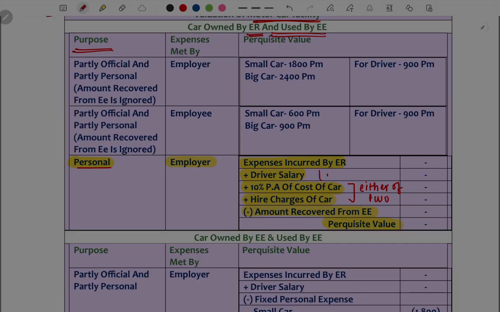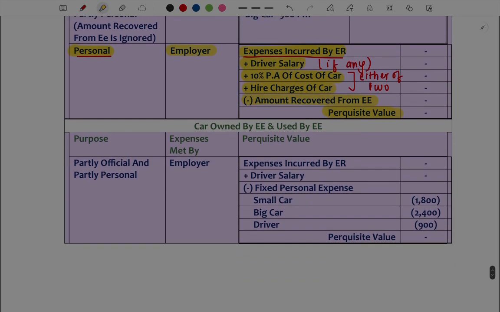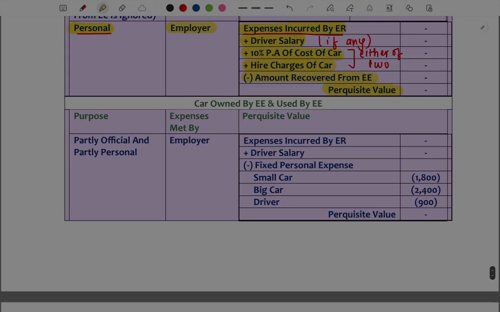And this would be what? This is the expenses which are incurred, minus hire charges, or it will be enough if the employer... Now, before moving on, let's see a case where the car is owned by the employee, means the employee himself owned the car and the employee himself used it as well.